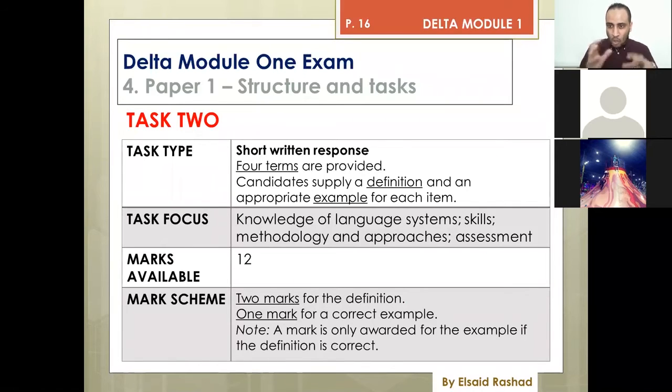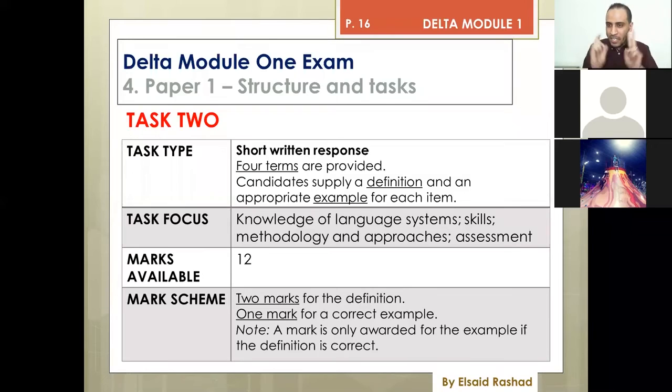The second task is also about terminology. But in this case, you are provided with 4 terms, okay? And you need to write the definitions of them. Not only this, but you also need to provide examples. All right, 12 marks, 2 marks for the definition, and 1 mark for the example.